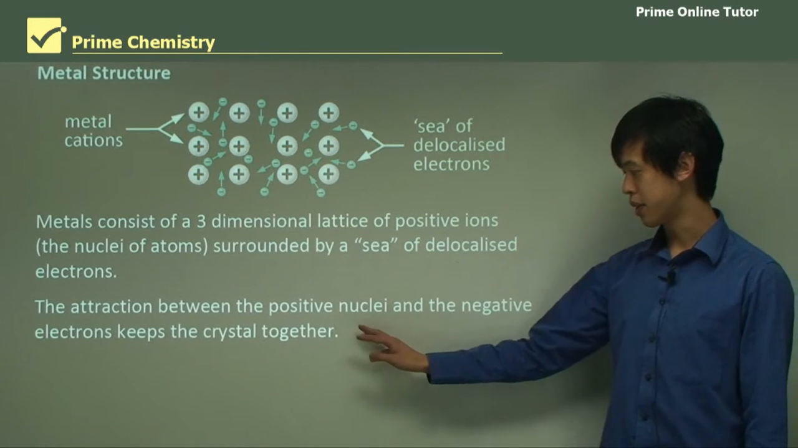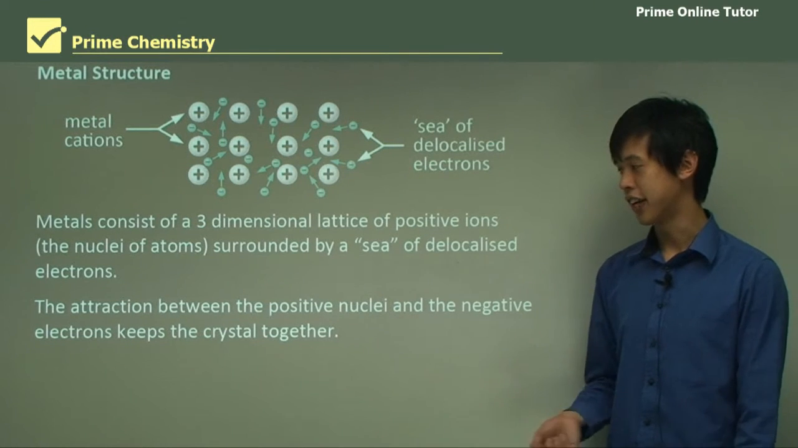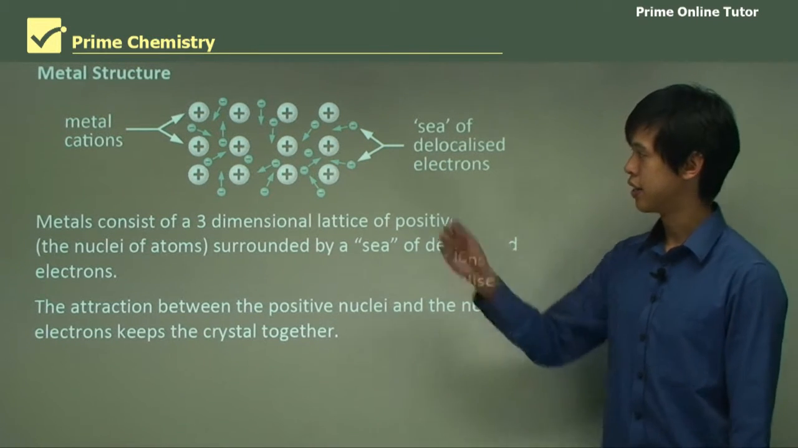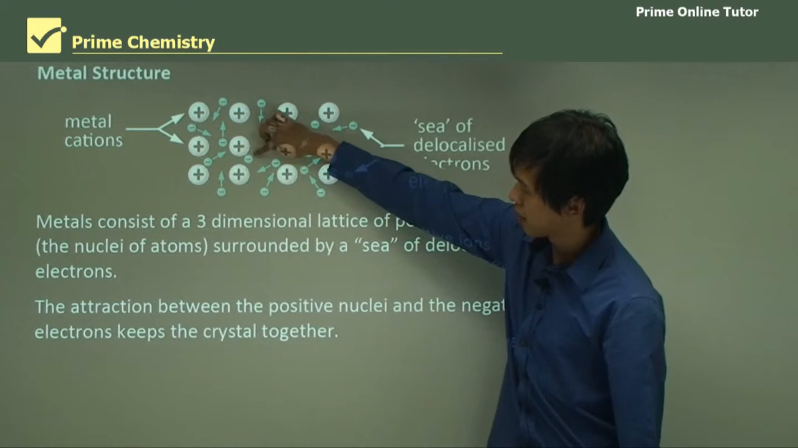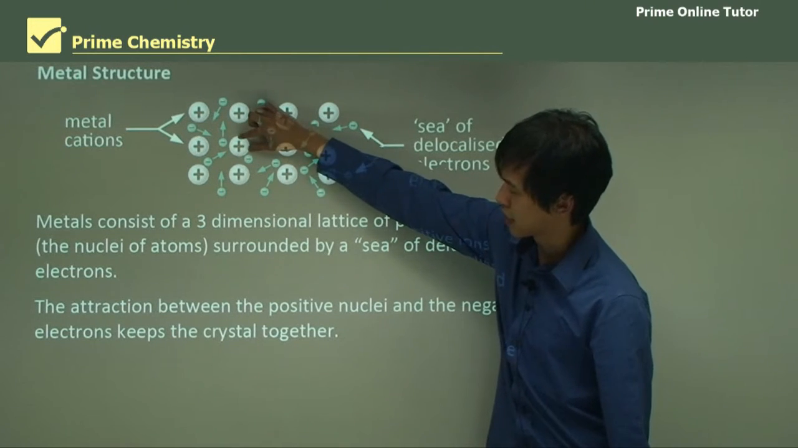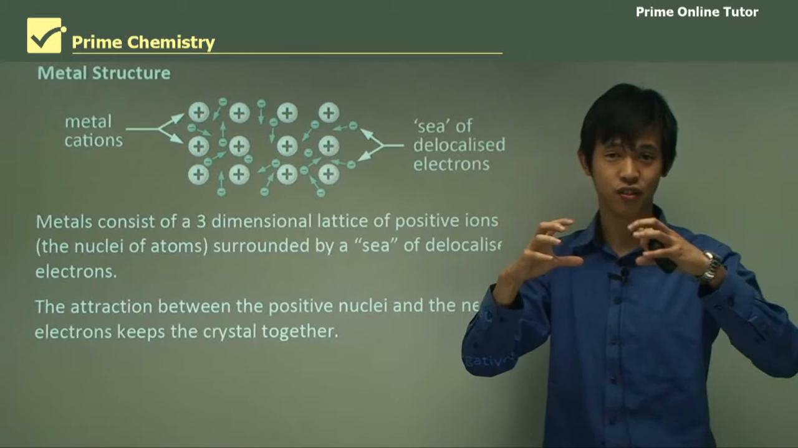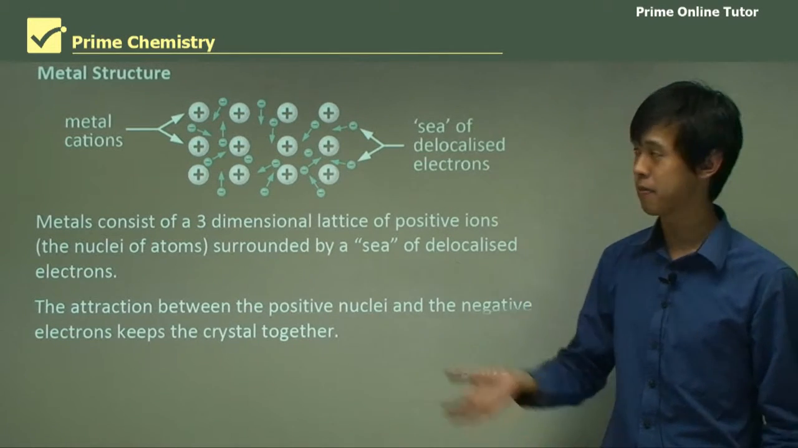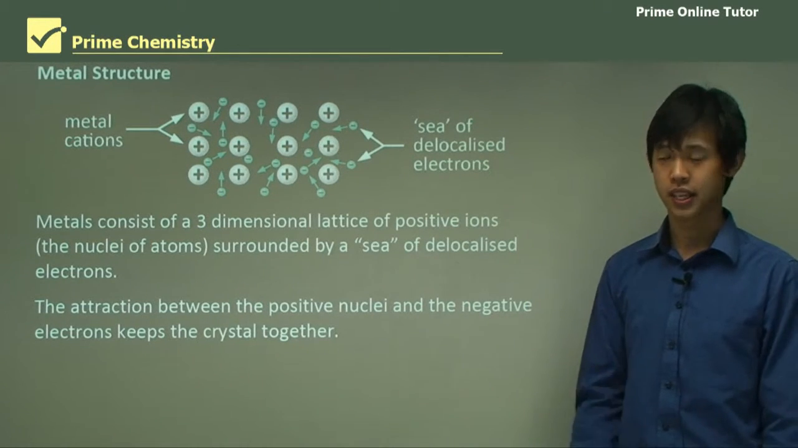Now it's the attraction between the positive nuclei and the negative electrons that keeps the crystal together. The fact that these electrons are attracted to the atoms keeps the lattice from repelling itself apart, so that helps to keep it together.